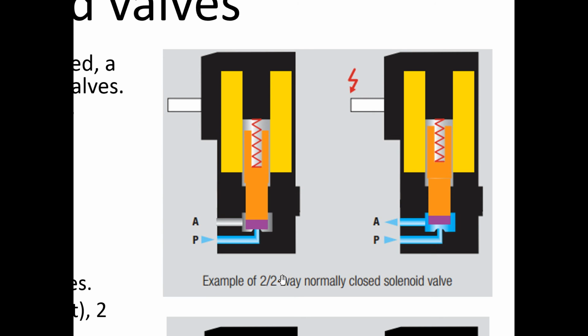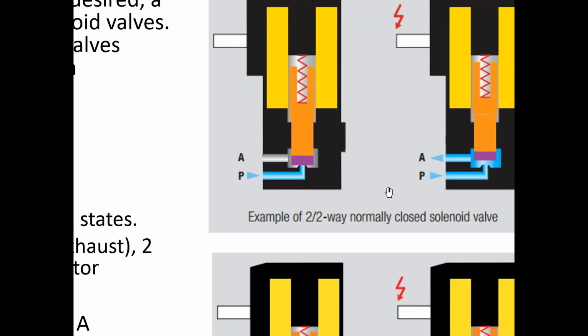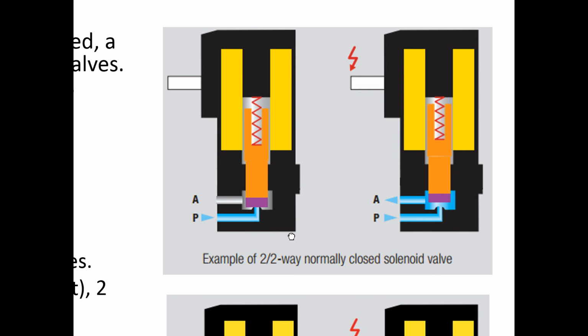When you don't apply any power to the system, there's no flow between P and A. P is the pressure port, A is the atmospheric port. The letters, the names of these don't matter very much, but you can see that the plunger's in this position, it blocks flow between P and A. So this is a 2-2 valve, normally closed. A normally open valve would be the situation where when there's no power applied, the valve is open.